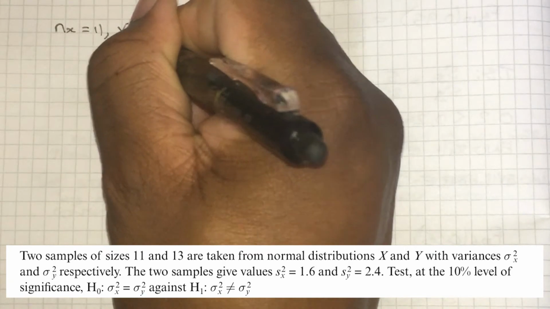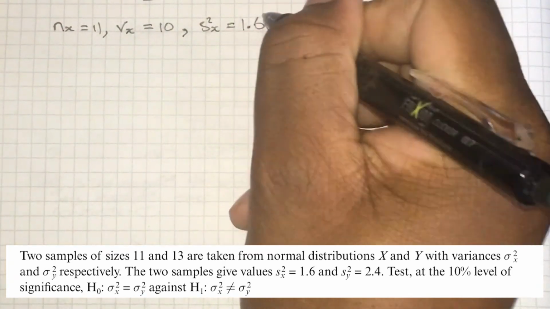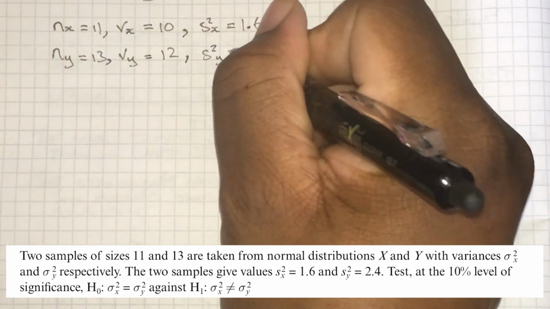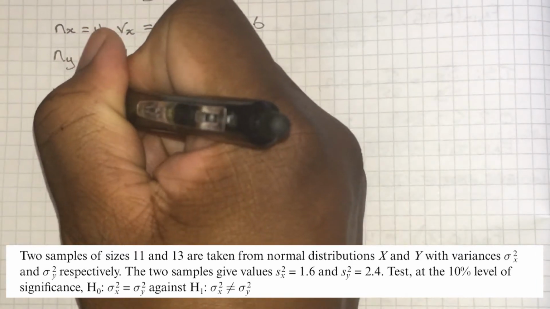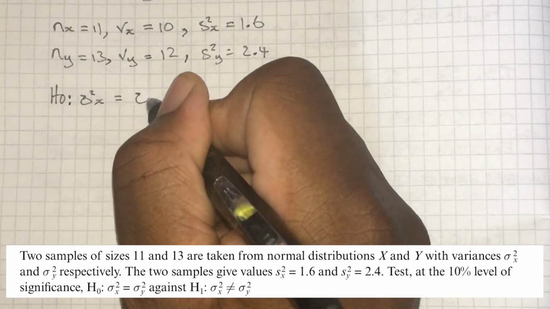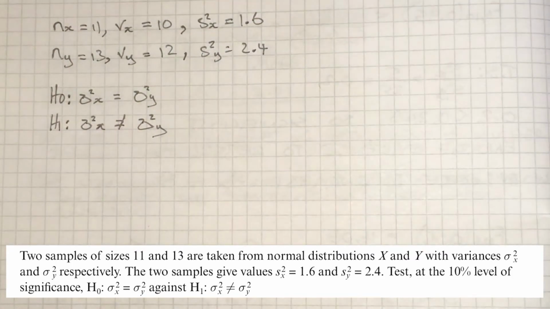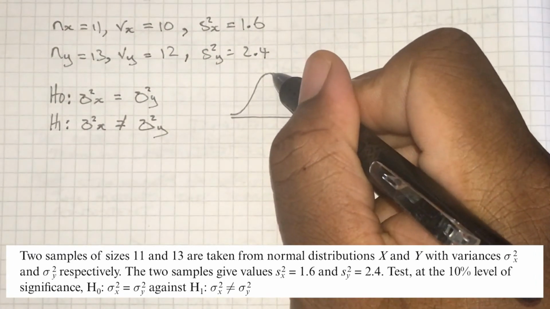Okay, let's talk about one where we have a two-tailed hypothesis test. As usual, I'm just going to gather all the important variables right at the beginning, our n value, our degrees of freedom, and our sample variance for each of the two distributions being worked with. Hypotheses are given to us once again.